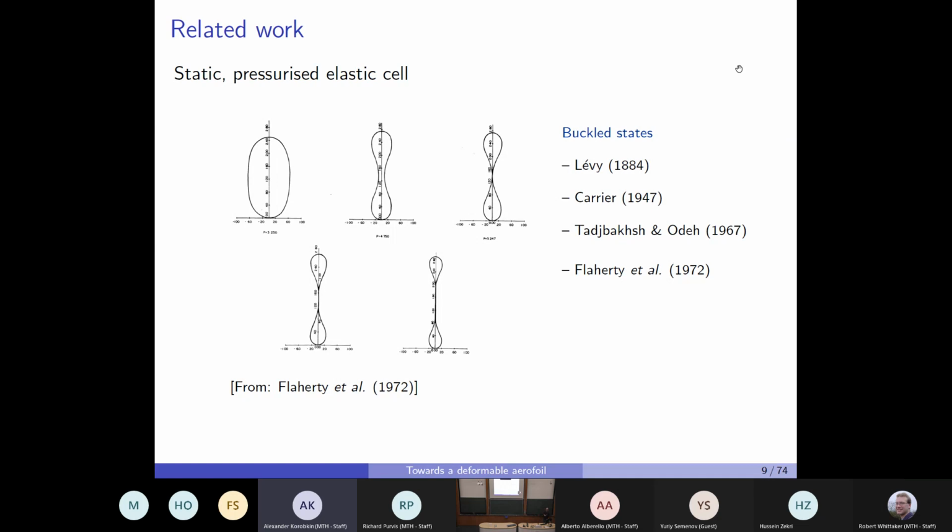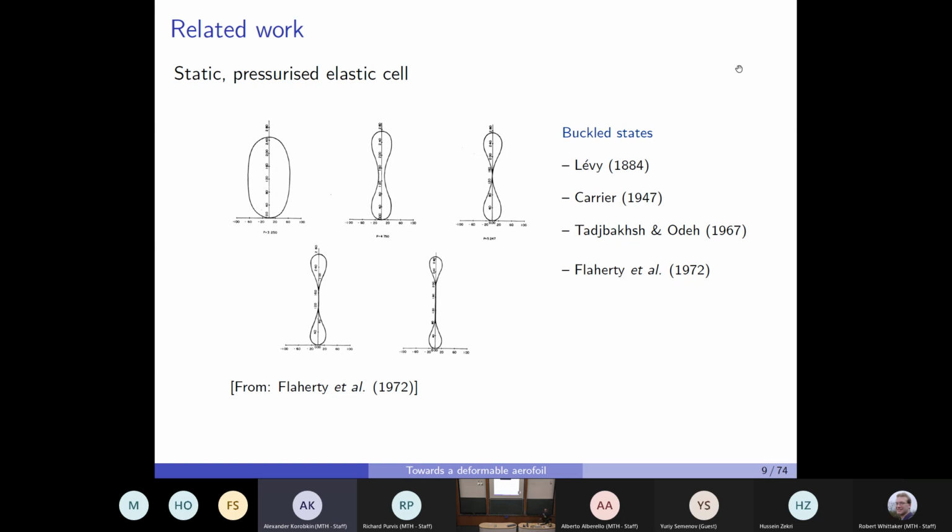What about an elastic cell? Well, let's go in small steps first and think about an elastic cell that's not in a flow, it's just in a static fluid, where there's a pressure difference between the outside of the cell and the interior. So this is a classic problem that's been looked at for many, many years, going back, I think the first relevant work was in 1884, and then various authors have looked at this. These figures here are taken from the paper by Flaherty et al. I think Joe Keller is again an author, he's one of the et al. In here, I think, from 1972.